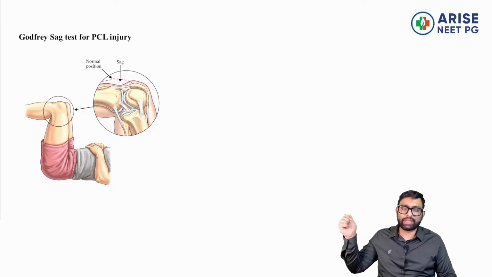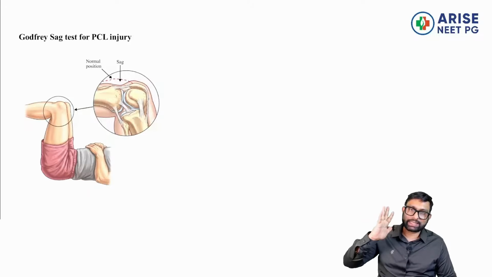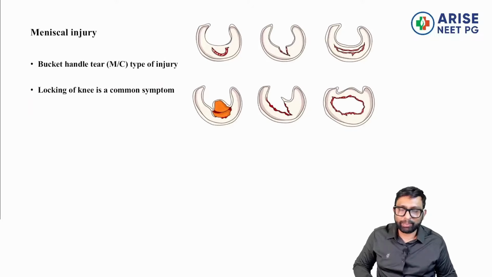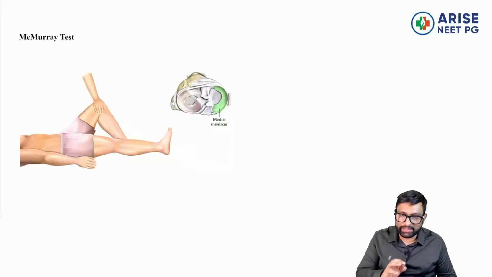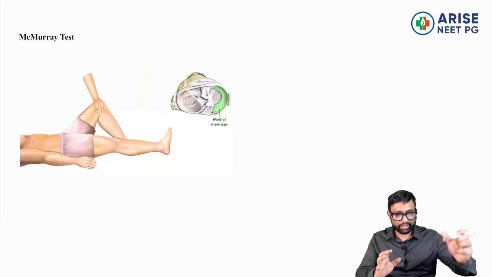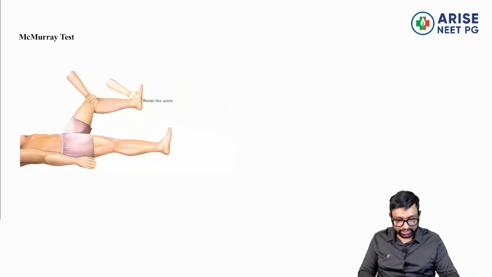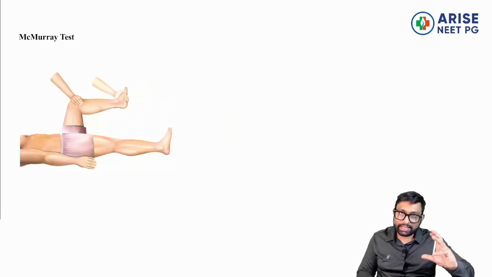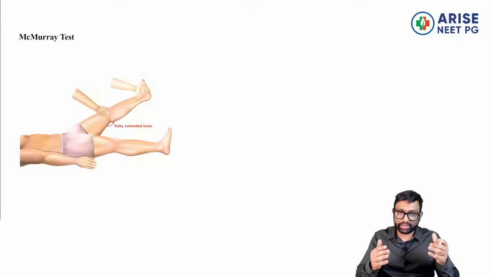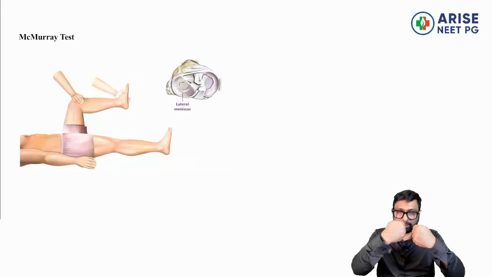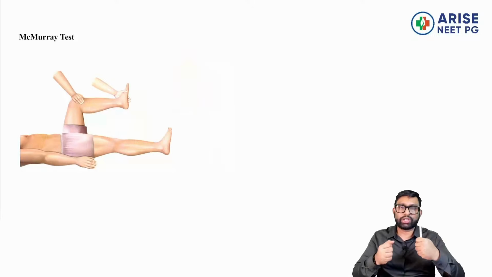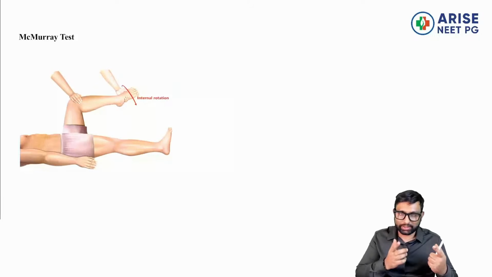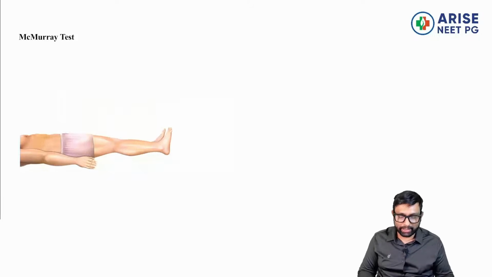And then you do the Godfrey sag test where you check for tibial sag. That is for PCL. And for meniscal injuries, we do something called McMurray's test, where we take the knee fully into flexion and then extend it. If we are checking the medial meniscus, you can see here he's holding the ankle and externally rotating it. If you externally rotate it, you're crushing the medial meniscus between the tibia and the femur, causing tenderness in the patient. Similarly, you take it into internal rotation and crush the lateral meniscus. That is how you check for both menisci, and this is called McMurray's test.